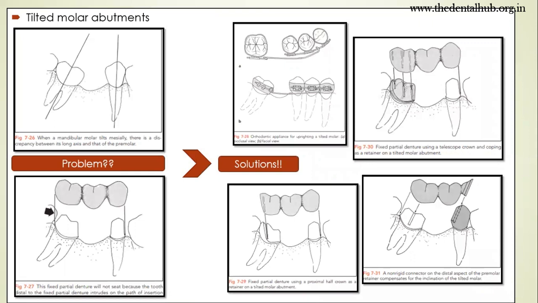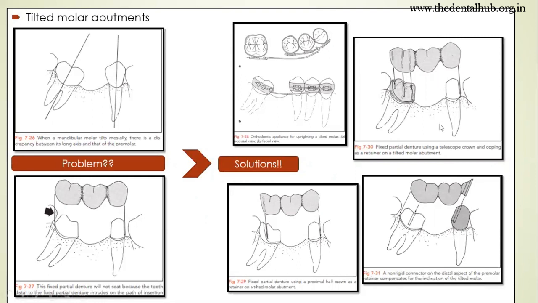Then the second problem is tilted molar abutments. Patient got his teeth extracted, then does not care about it, then there's a function, comes to us, asking us to place a tooth. So the problem that comes is tilting of the second molar, and along with that there will be tilting of the third molar also if present. So what kind of solutions we can go for this is, either we can straighten the teeth orthodontically, but then again it requires a lot of time, like good 2 to 3 months.